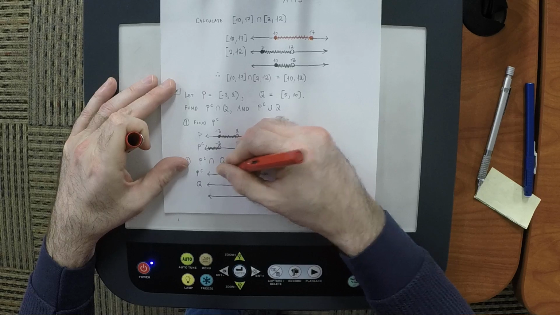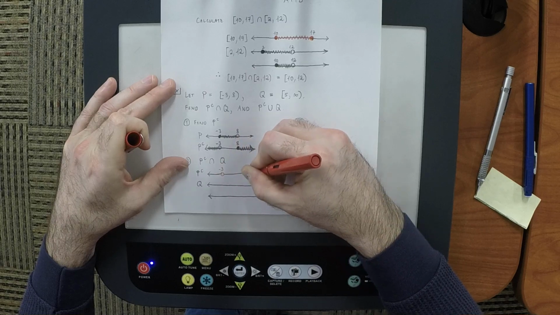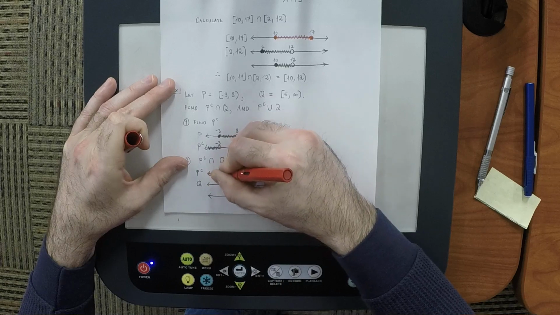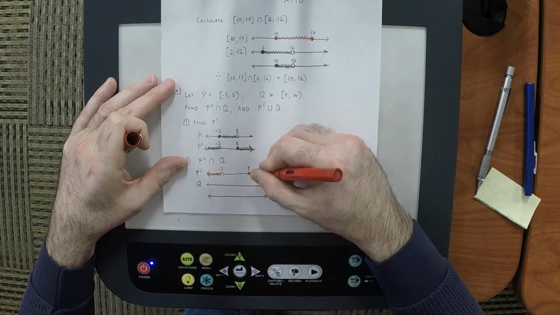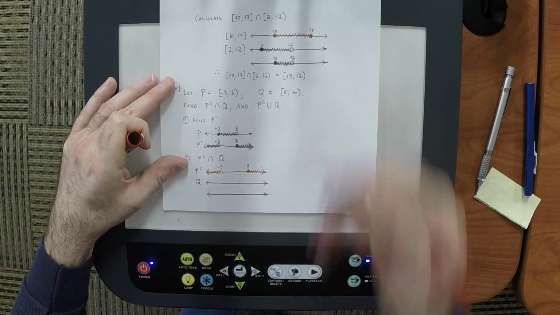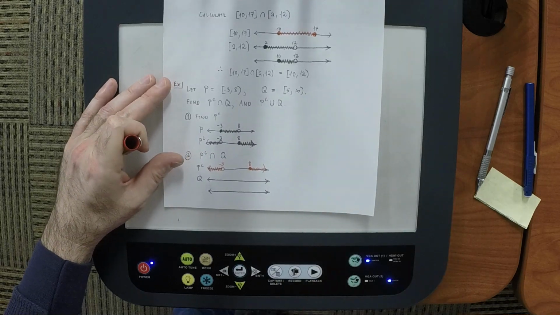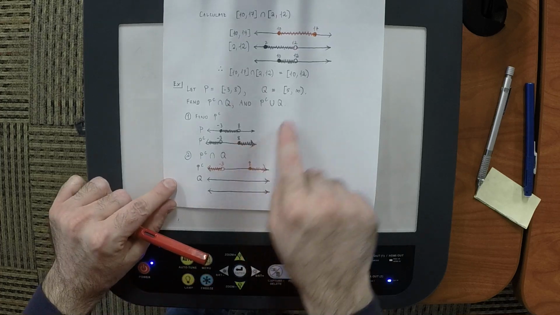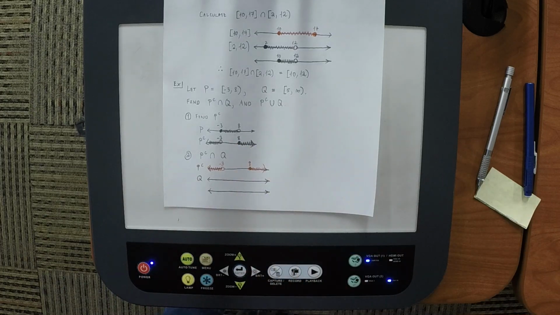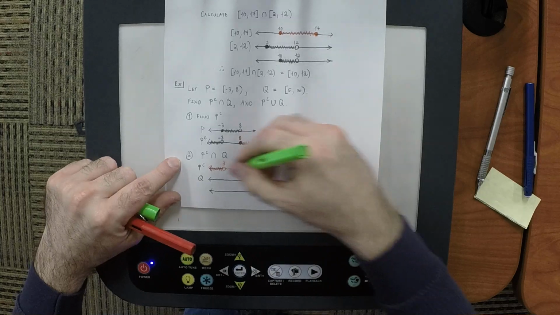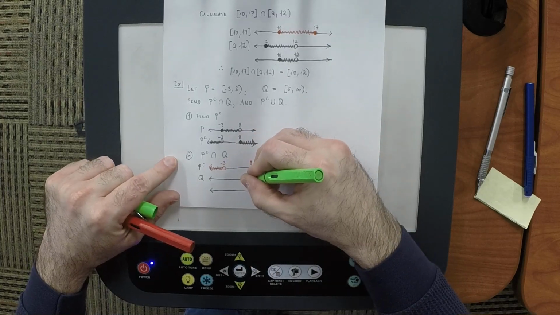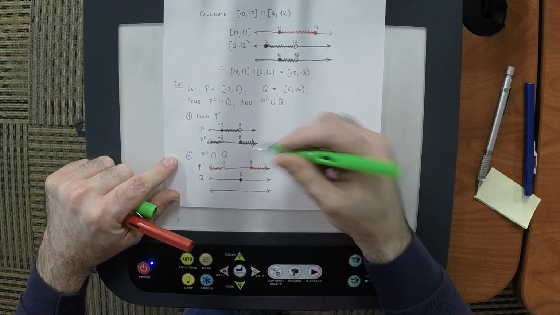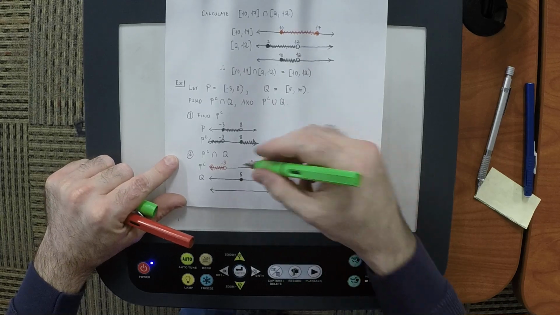So -3, 8. Like that. And then for Q, we have 5 to infinity. So 5 is in between those two numbers, so something like this. And it's included. And then because it says 5 to infinity, it's something like this.